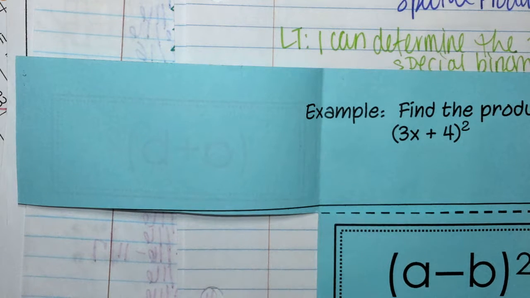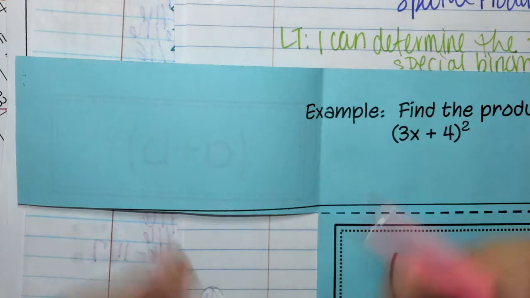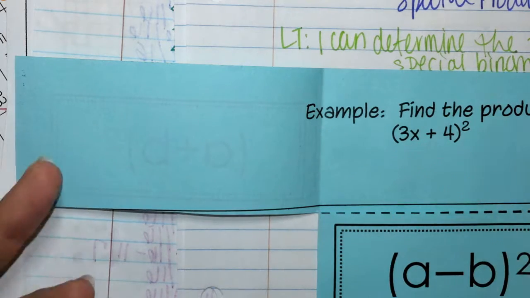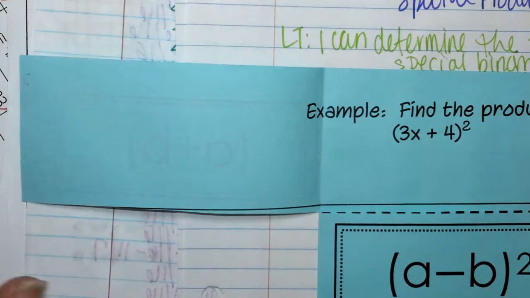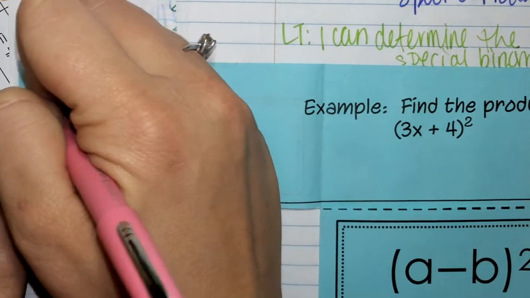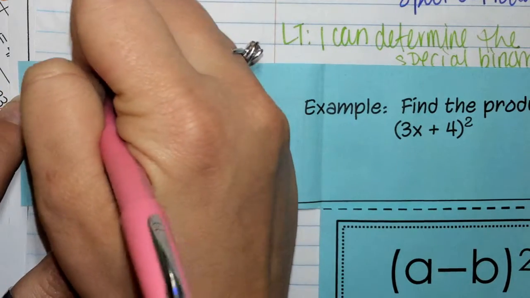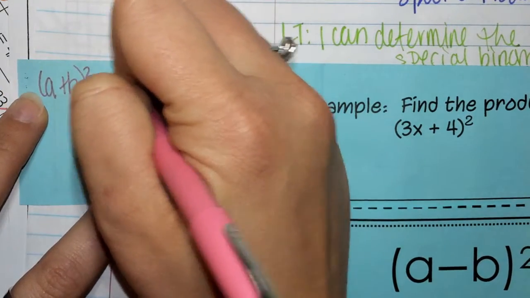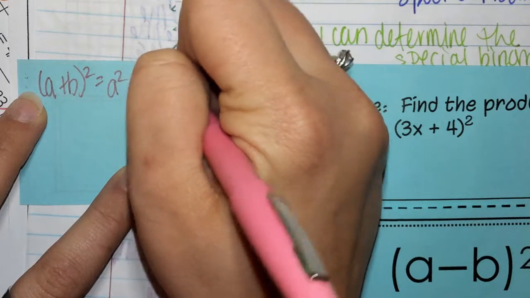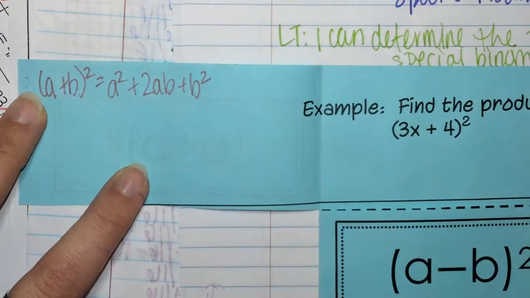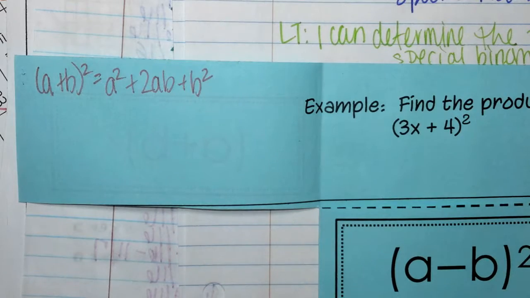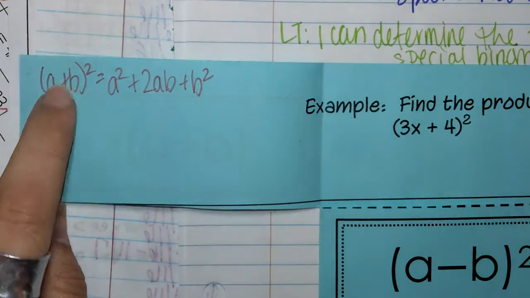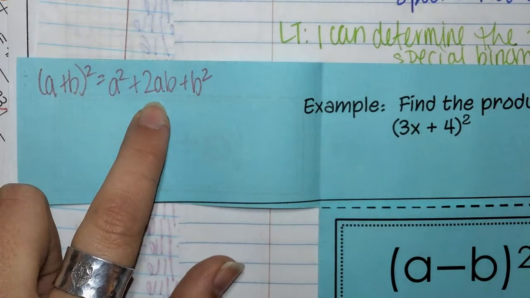So instead of using FOIL or the smiley face, we're going to have ways to find the product of a special sum, a special difference. And if you have a plus b quantity squared, you end up with a squared plus 2ab plus b squared. Wait, what? This turns into this, and I'm going to show you how.